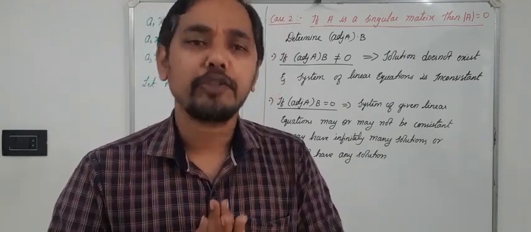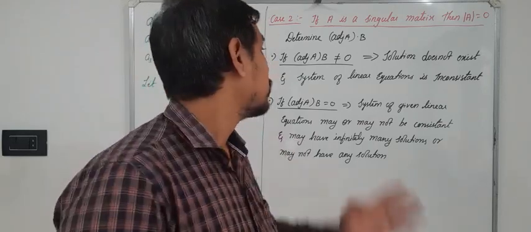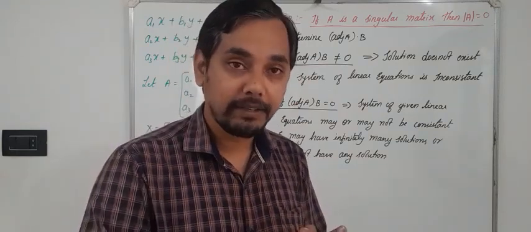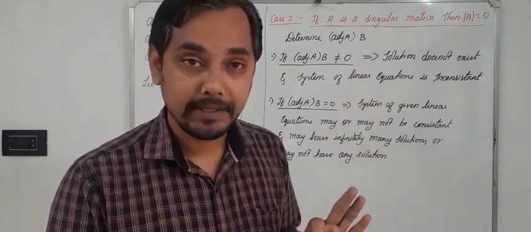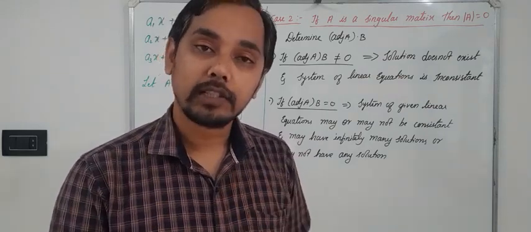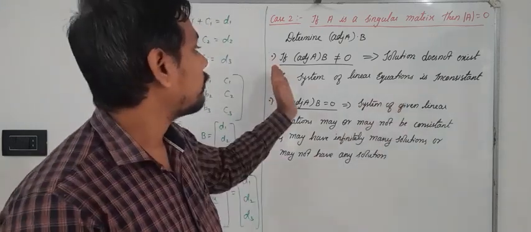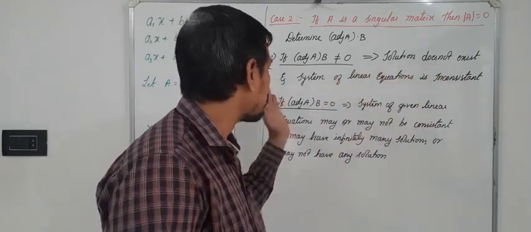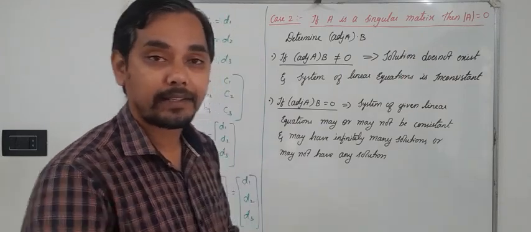After determining adjoint A into B, check whether it is 0 or non-zero. If the product of adjoint A and B is not equal to 0, then the solution will not exist. When the solution does not exist, what type of system do we call it? Inconsistent system. So the first condition: if adjoint A into B is not equal to 0, then the solution does not exist and the given system of linear equations is inconsistent.